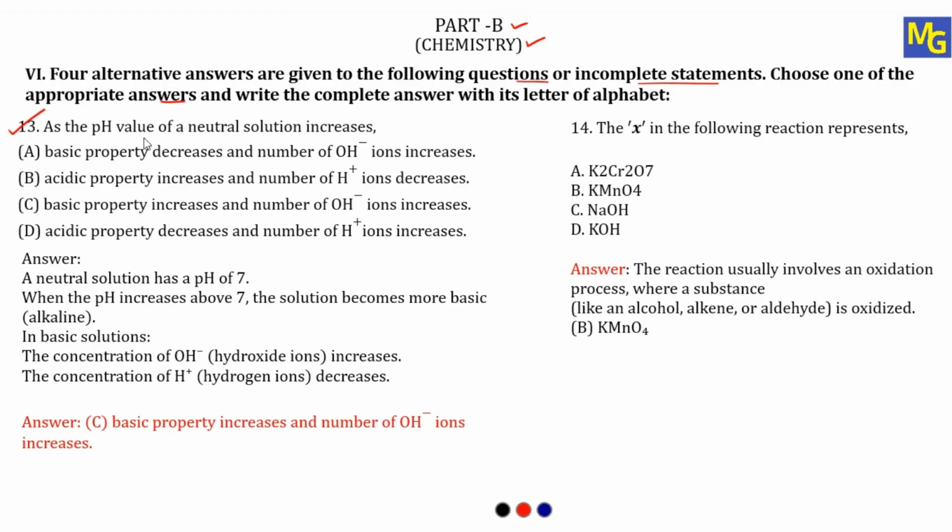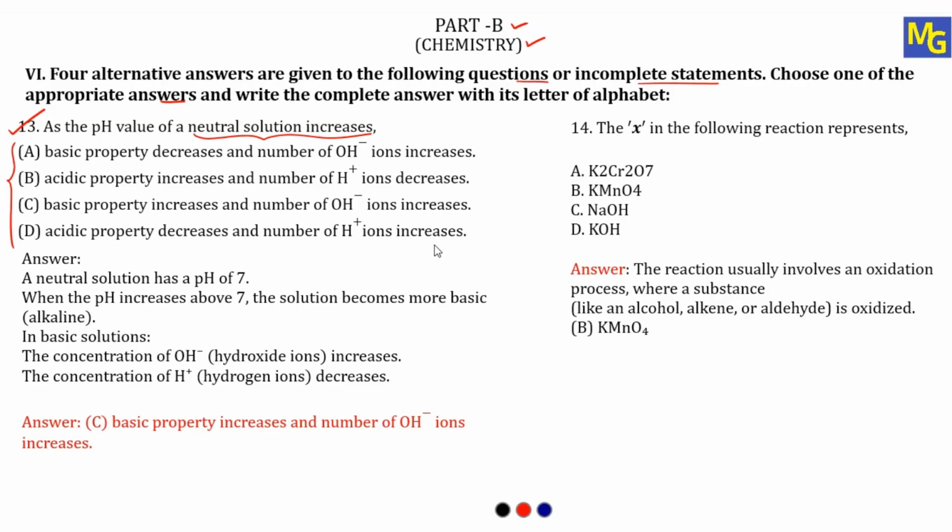The question says, as the pH value of a neutral solution increases. This is the incomplete sentence, and we have to choose the correct option to complete it. Option A, basic property decreases and number of OH ions increases. Option B, acidic property increases and number of H plus ions increases. Option C, basic property increases and number of OH minus ions increases. And the fourth option, acidic property decreases and number of H plus ions increases.